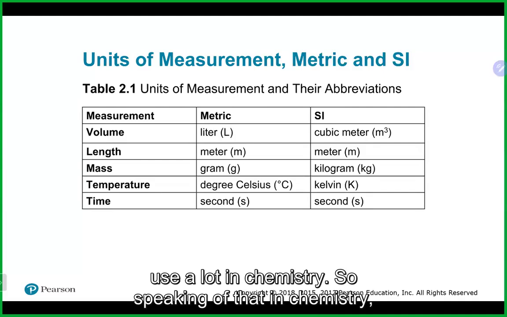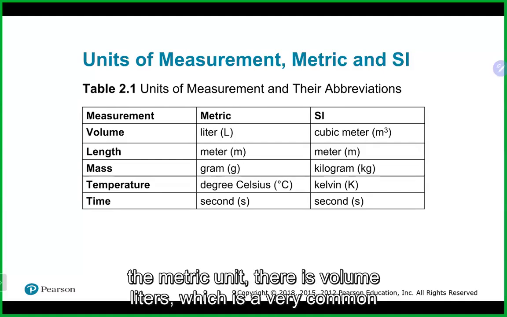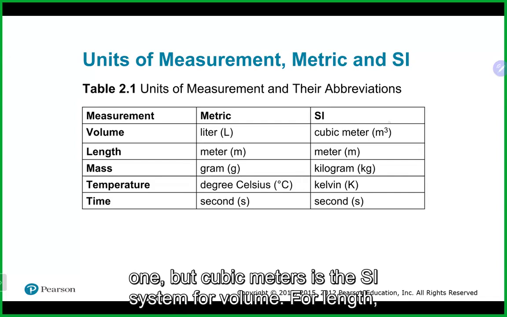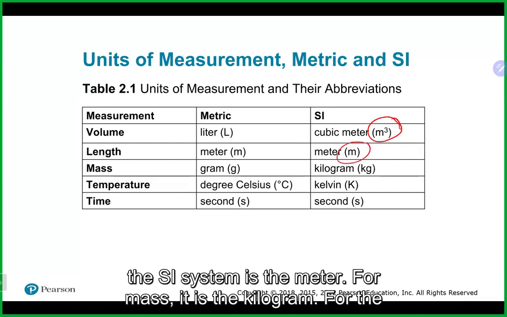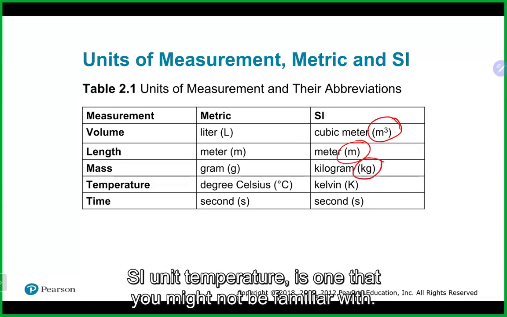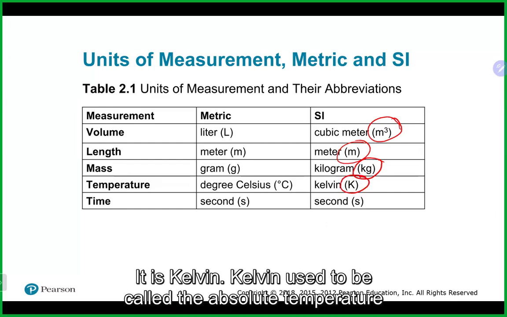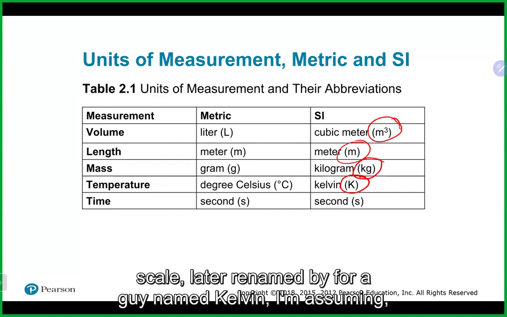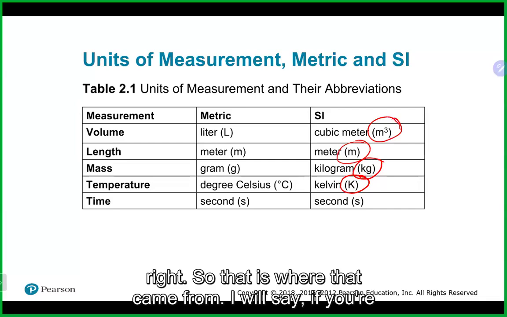Speaking of that, in chemistry the metric unit for volume is liters, which is a very common one. But cubic meters is the SI unit for volume. For length, the SI unit is the meter. For mass, it is the kilogram. Temperature is one that you might not be familiar with. It is Kelvin. Kelvin used to be called the absolute temperature scale, later renamed for a person named Kelvin, I'm assuming.